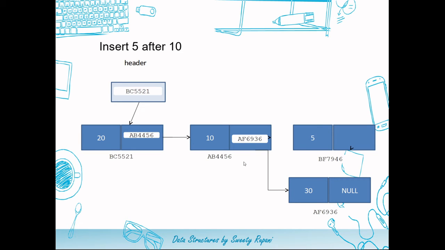It will shift the address which is currently stored over here into the address field of the newly created node, so that this node 5 will now point to node 30. So this address is moved over here, followed by which this arrow would be removed, this next would be removed, and it is going to store the address of the newly created node in order to make this link.